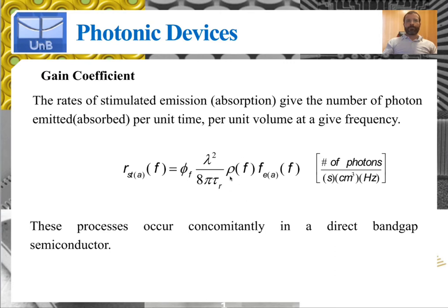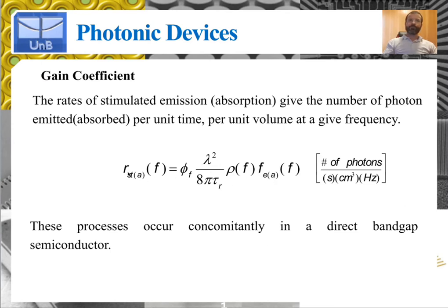And here we have the joint density of states as a function of frequency multiplied by the probability of transitions that lead to emission, which is also a function of frequency. We argued that the rate of stimulated emission, which is again the number of photons per unit time, per unit volume, and per unit frequency, would be a product of all of these things.